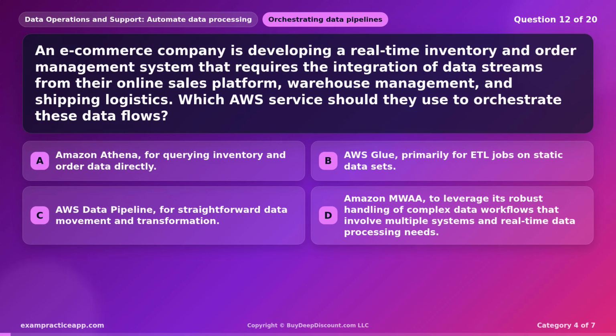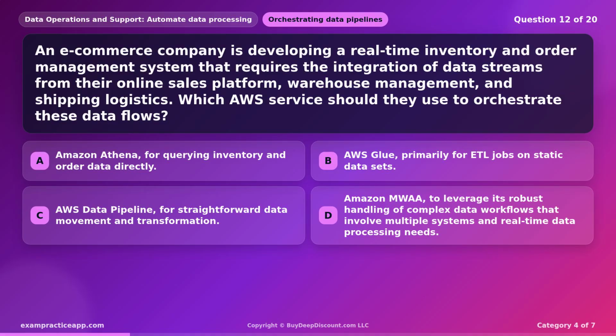Question 12. An e-commerce company is developing a real-time inventory and order management system that requires the integration of data streams from their online sales platform, warehouse management, and shipping logistics. Which AWS service should they use to orchestrate these data flows?